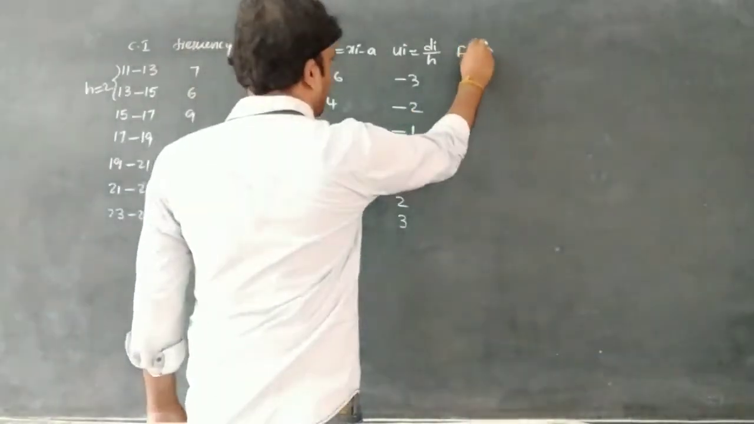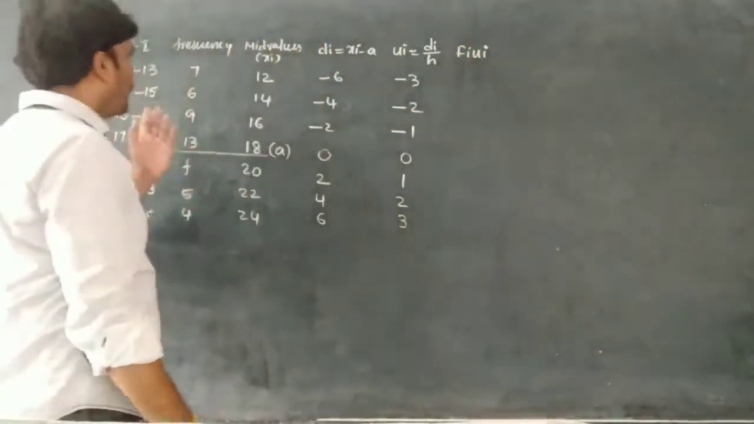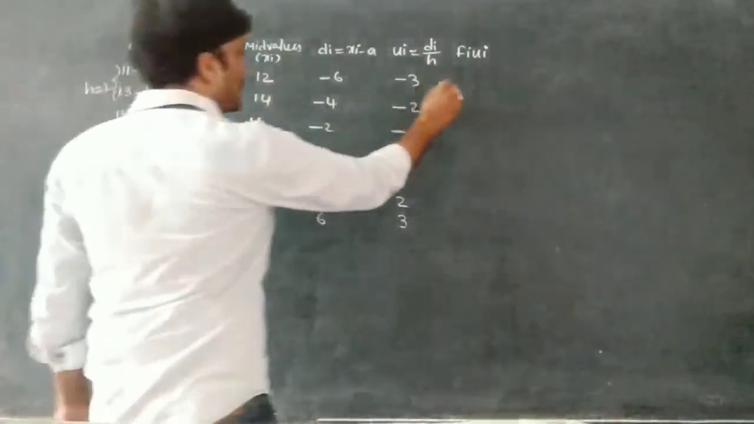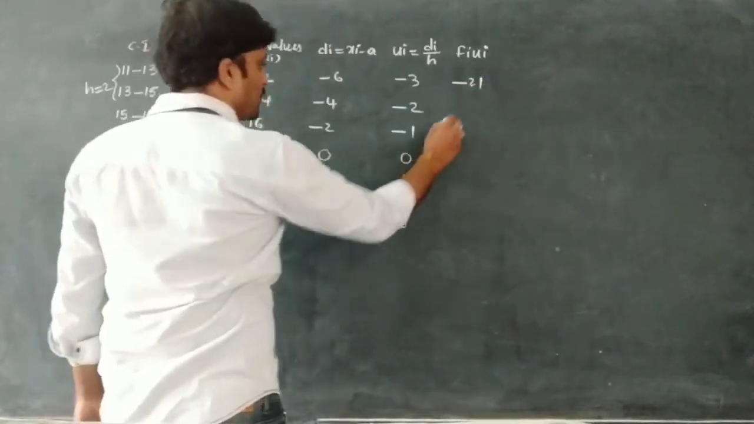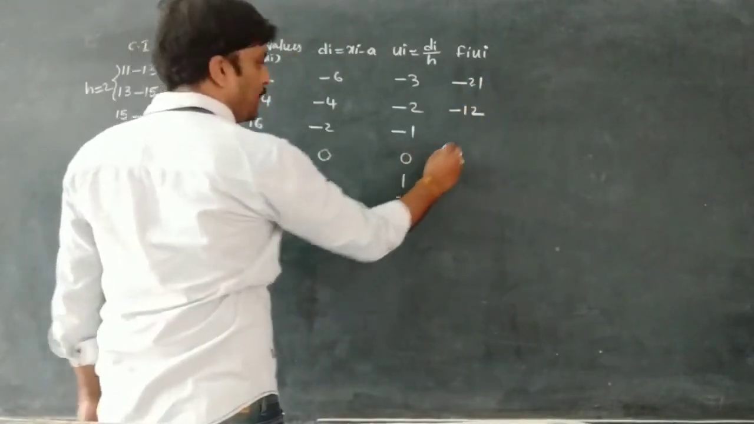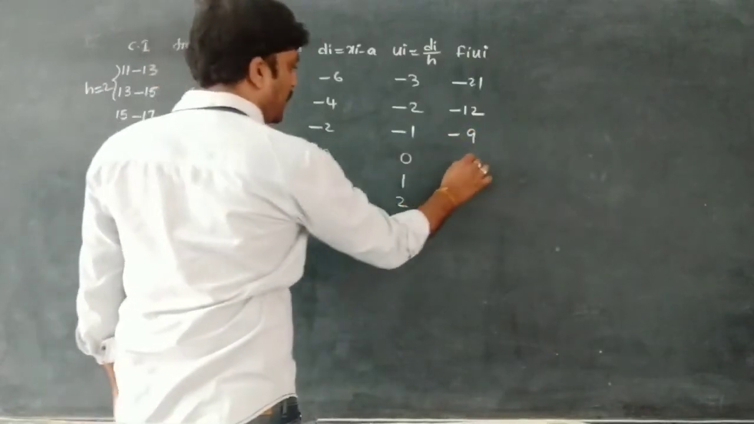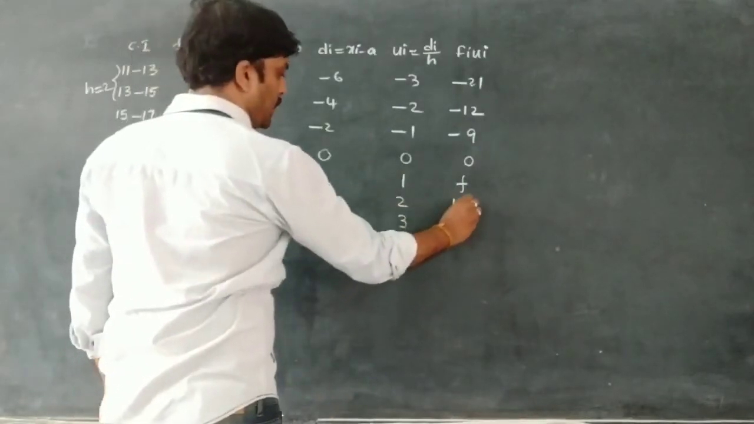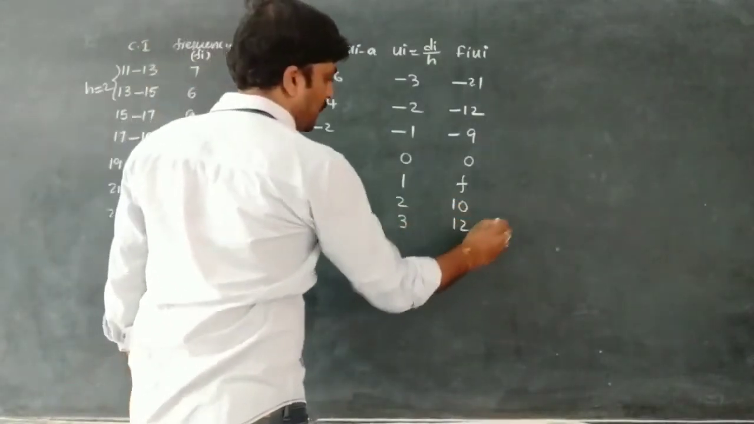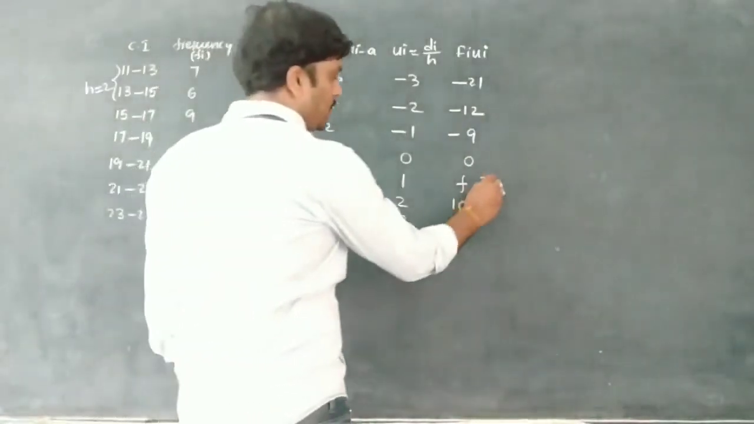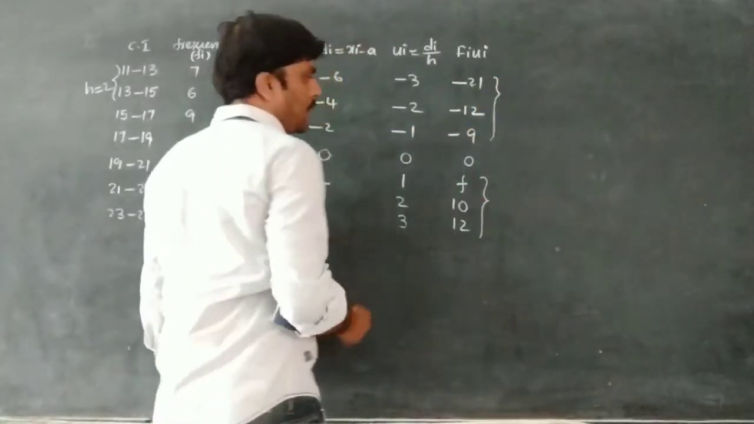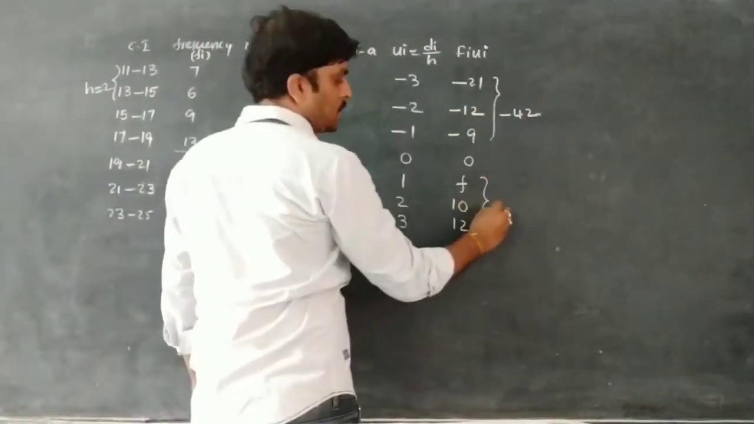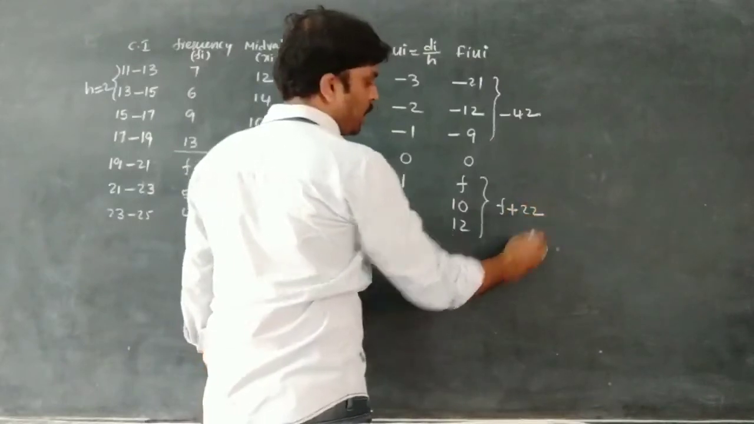Next column is fi ui. This is fi, the frequency. Both multiply. 7 3s are 21, 6 2s are 12, 9 1s are 9, 13 into 0 is 0, f into 1 is f, 5 2s are 10, 4 3s are 12. Now positive numbers add, negative numbers add: 9, 10, 20, 30, 40, minus 42. It is f plus 22 or 22 plus f.